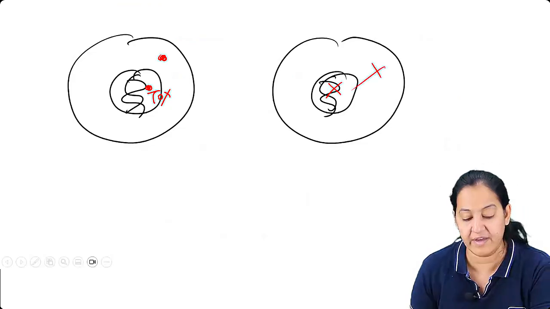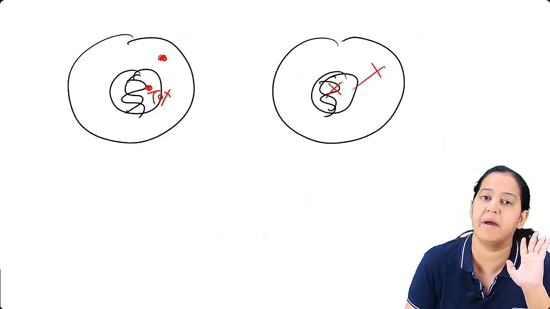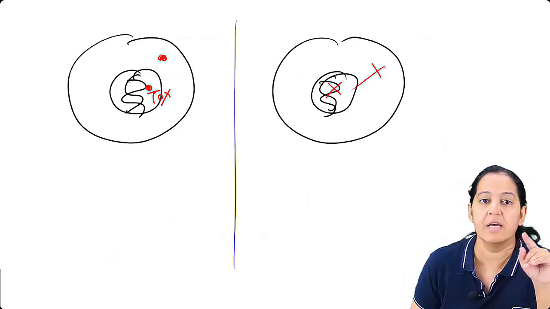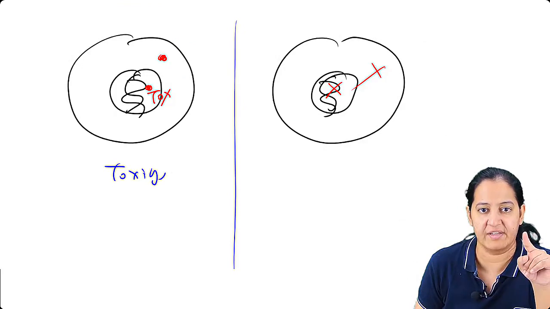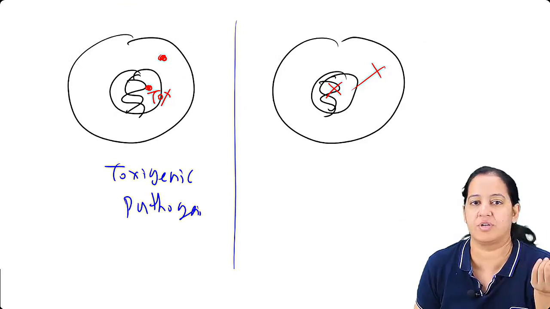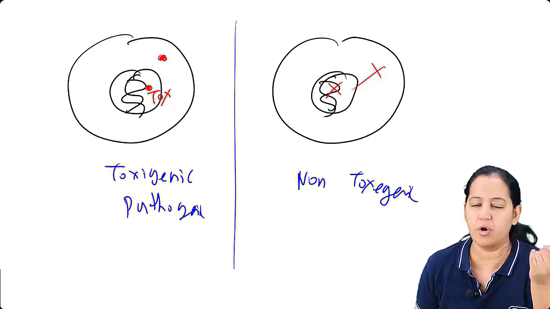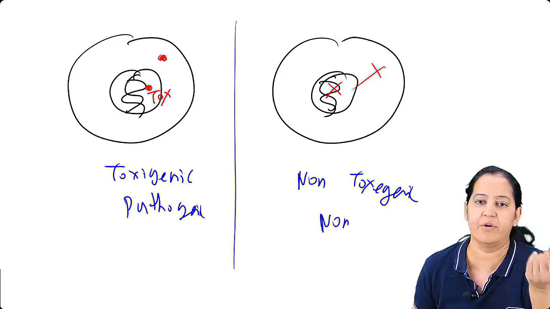And toxin, we have seen toxin ही disease कराता है. बिना toxin के disease नहीं होता है. Disease occurs only by toxin. Without toxin, we cannot cause the disease. So you can say this is a toxigenic strain. So it is pathogenic. It causes diphtheria. This one is non-toxigenic. It doesn't have toxin. It cannot cause the disease. It is non-pathogenic, avirulent.